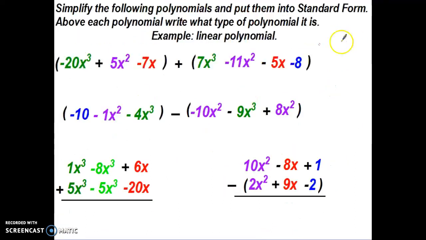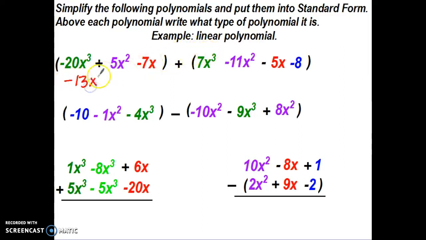So that's the leading into this wonderful lesson. Simplify the following polynomials and put them in standard form. Above each polynomial, write the type of polynomial it is. So we're going to do some of that here and there. If I start off in standard form, the highest degree leads first. So x to the third is the highest degree. So negative 20 plus 7 gives me negative 13.